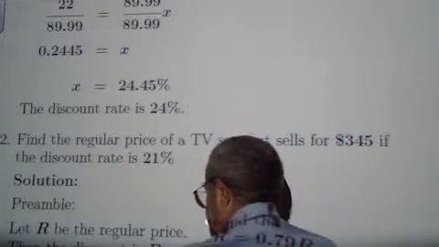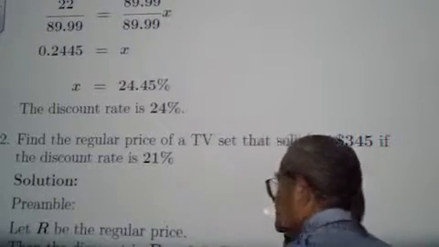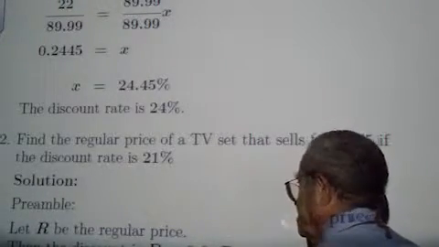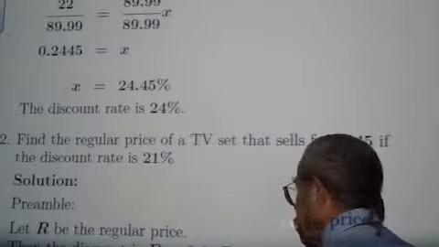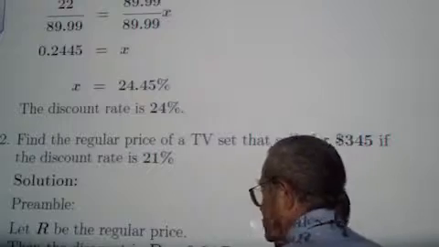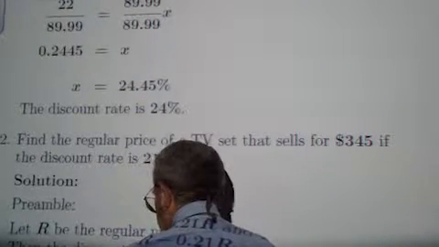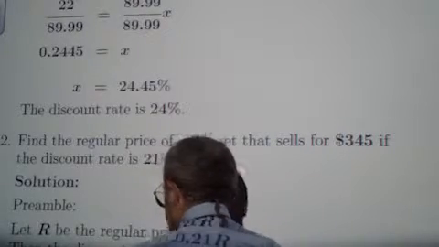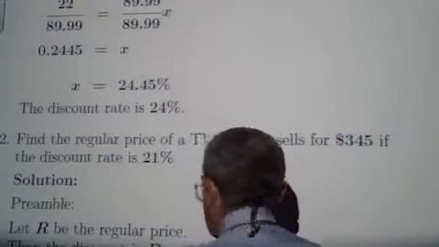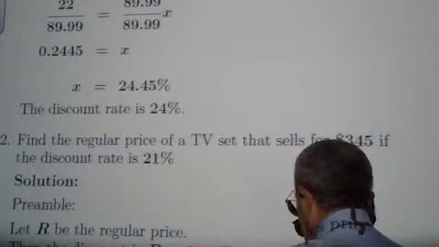the regular price is the sales price minus the discount. Why is that a plus? Oh, that's the regular price. The regular price minus the discount is the sales price. So add the discount to both sides and it shows up on this side. So S is R minus 0.21 R.